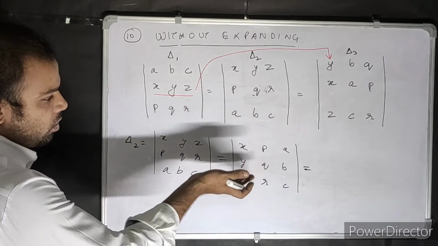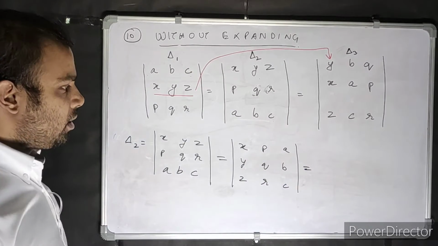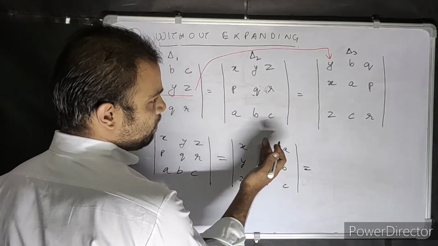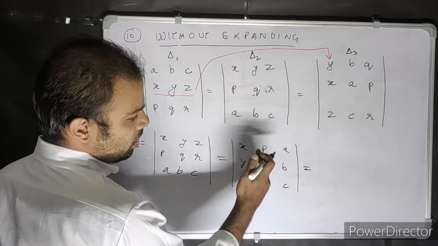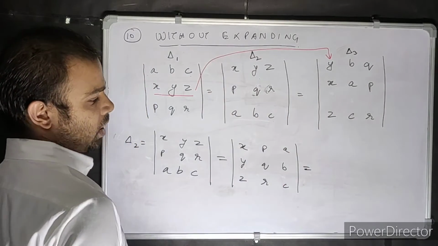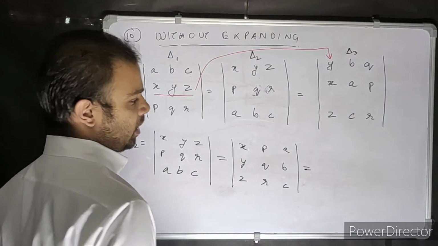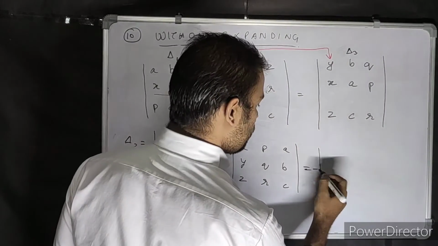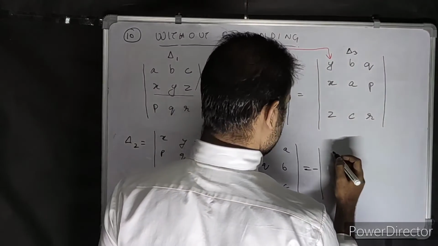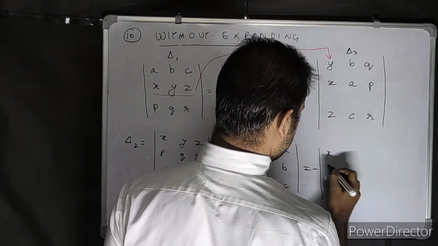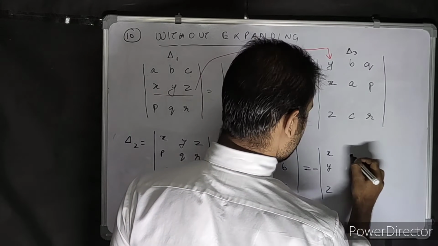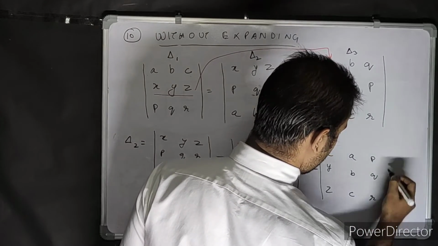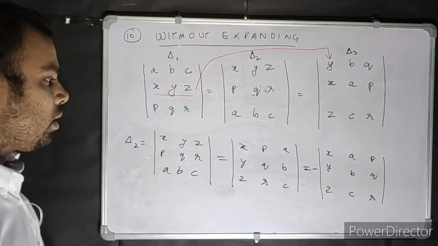My x is coming down, y is going up, but still I have a problem. So let's change this, because you see my p and q is coming in the 3rd column, and my a, b, c is in the 2nd column. So you can write it like this: this is equal to negative, with x, y, z here, a, b, c here and p, q, r over here. So this is a faster way of doing it.